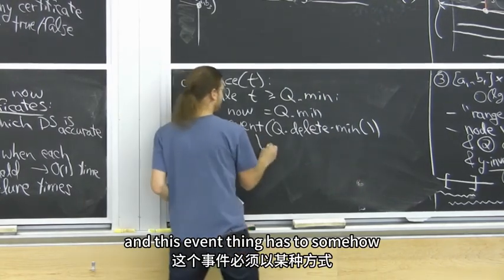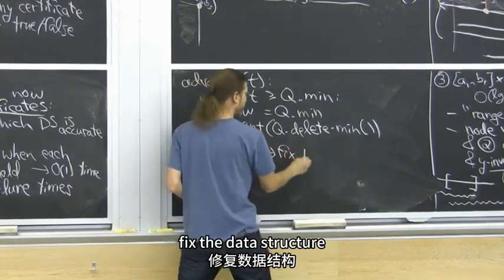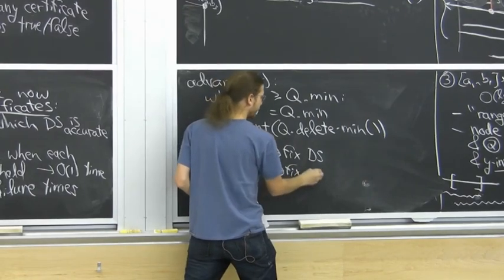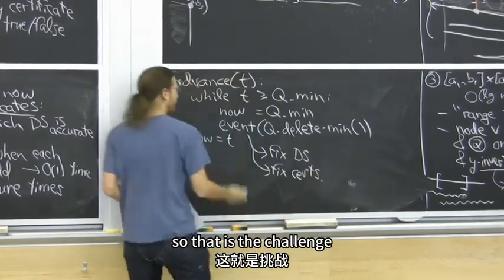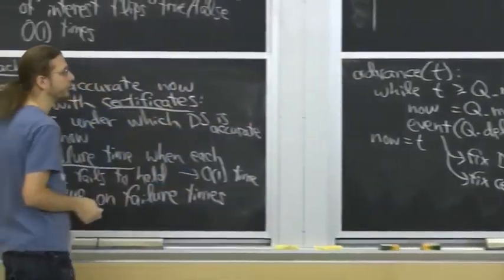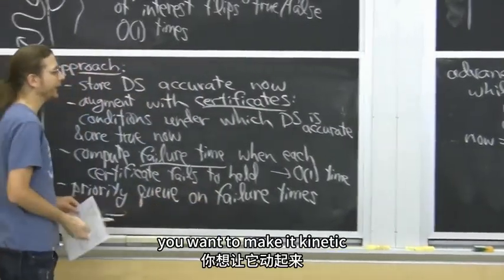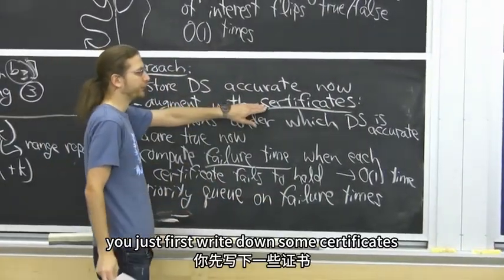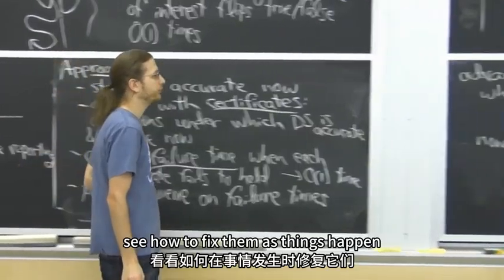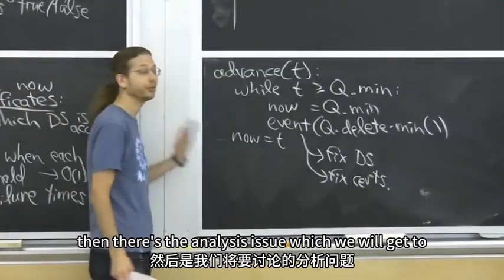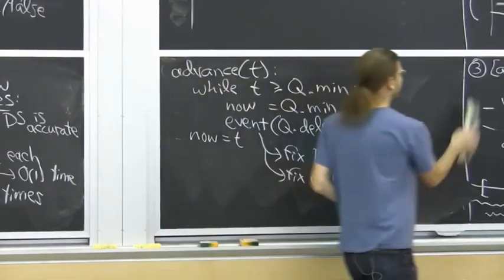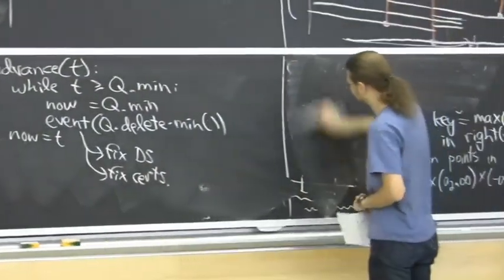And this event thing has to somehow fix the data structure and fix the certificates. So that is the challenge, is how do you deal with an event when one of your certificates breaks? If you have a data structure, you want to make it kinetic, you just first write down some certificates under which it's guaranteed to be valid, and then see how to fix them as things happen. Then there's the analysis issue, which we will get to. Let's start with an example before we get to analyzing, so this becomes a little more concrete.